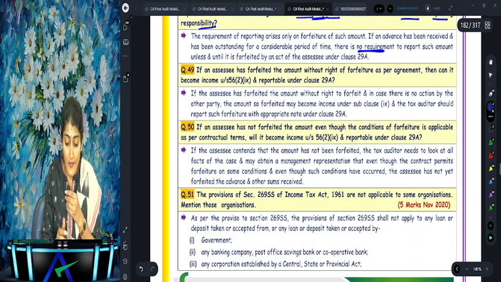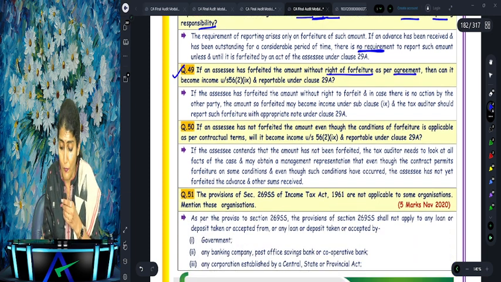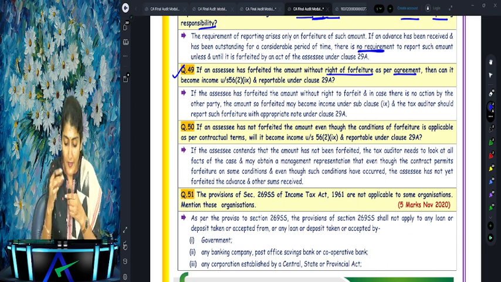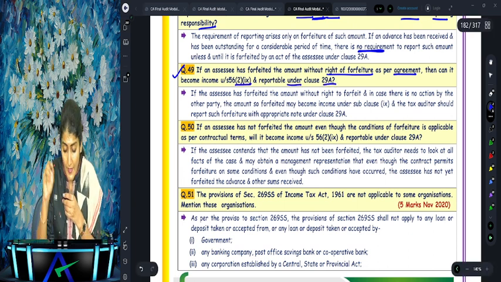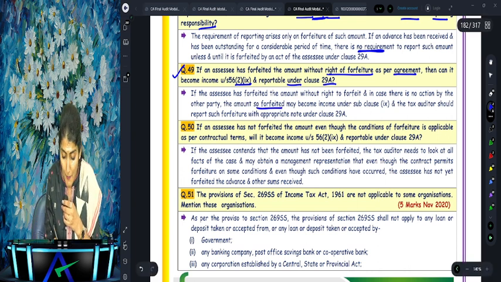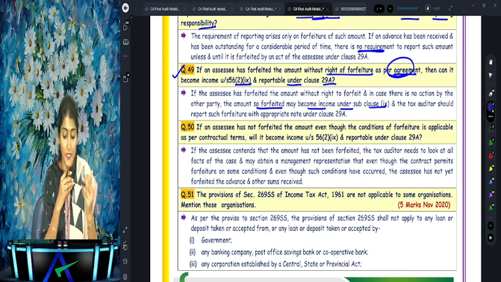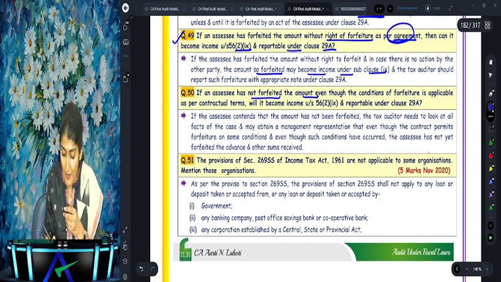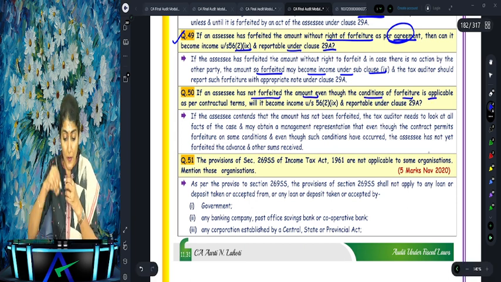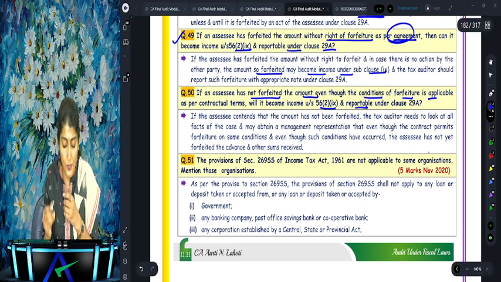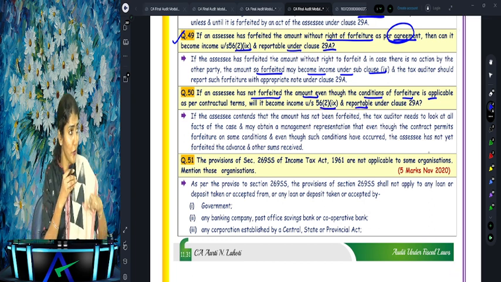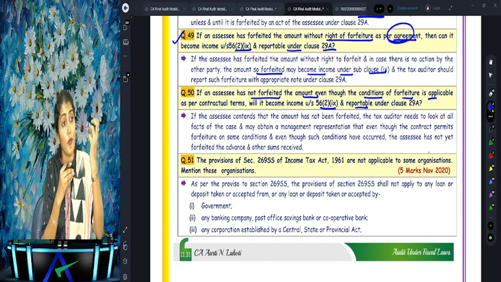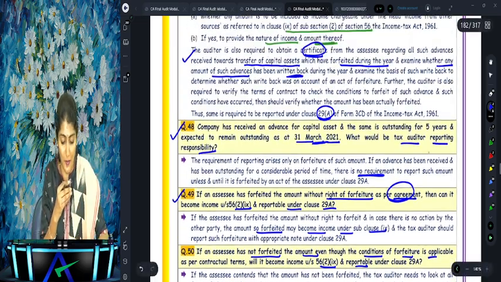Then if an assessee has forfeited the amount without the right of forfeiture as per the agreement, can it become income under 56(2)(9) also? Yes. It can still become income. The amount so forfeited may become income even though it is not mentioned in the agreement, right? Then if an assessee has not forfeited the amount, even though the conditions of forfeiture are applicable, will it become income under 56(2)(9)? If it is not forfeited? No, if you don't forfeit, it will not become your income. Only if you do the forfeiture, whether mentioned in the agreement or not, it will become your income, right?